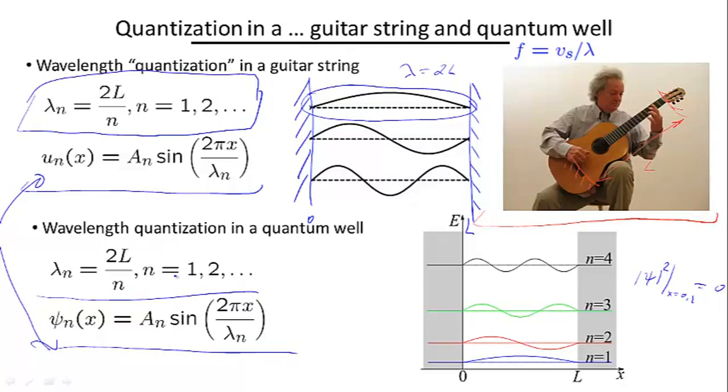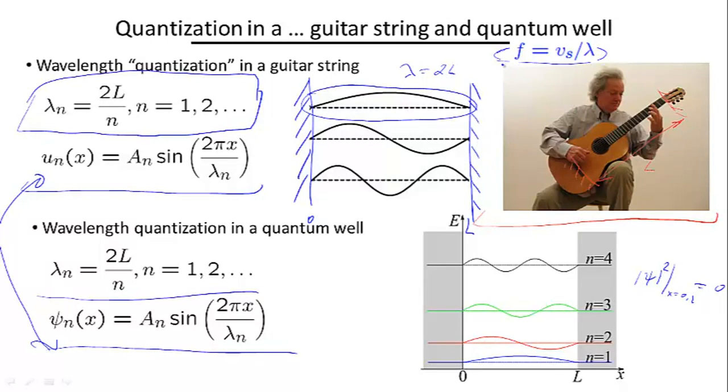I just copy pasted exactly the same equations, only replacing u sub n, which is the displacement, by psi sub n, which is the wave function of the electron. So this shows you that there is a lot of analogy between quantization of electron wavelengths and quantization of wavelength of classical, elastic objects. The only difference, and an important one, would be in how the frequency, or the energy in the case of the electron, scales with the wavelength.